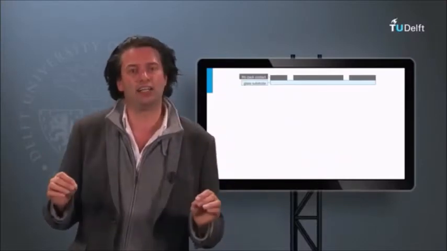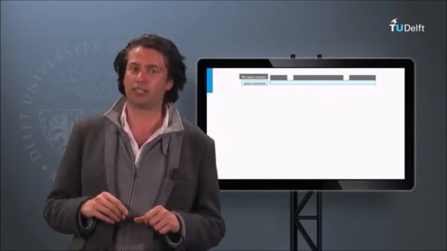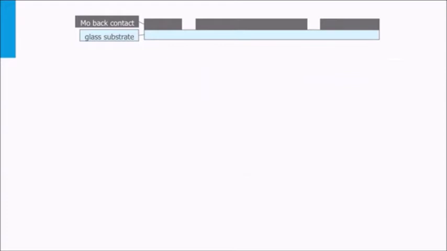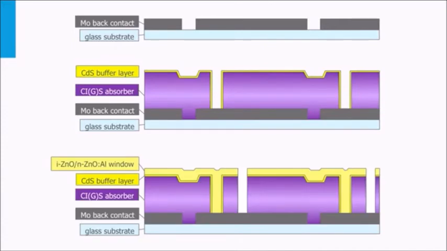A CIGS cell in a module is similarly interconnected as we have seen for thin film silicon cells discussed earlier. First, the molybdenum back contact is deposited on top of the glass substrate and the cell areas are defined by laser scribes. Then, the CIGS p layer and cadmium sulfide n layer are deposited, including a laser scribe step. Finally, the intrinsic and p-doped zinc oxide is deposited, followed by a final laser scribe step. Now, the front TCO electrode is connected with the molybdenum back contact of the next solar cell.